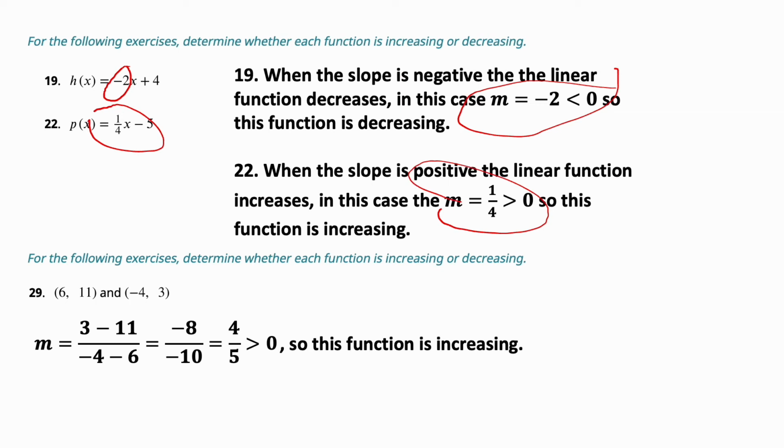All right, this says, for the following exercise, determine whether each function is increasing or decreasing. So this is just a way to ask you to find the slope and then determine whether it's positive or negative, right? So I just take 2 points, the difference in the y's divided by the difference in the x's, figure out that it's 4/5, which is a positive number, so it's increasing.